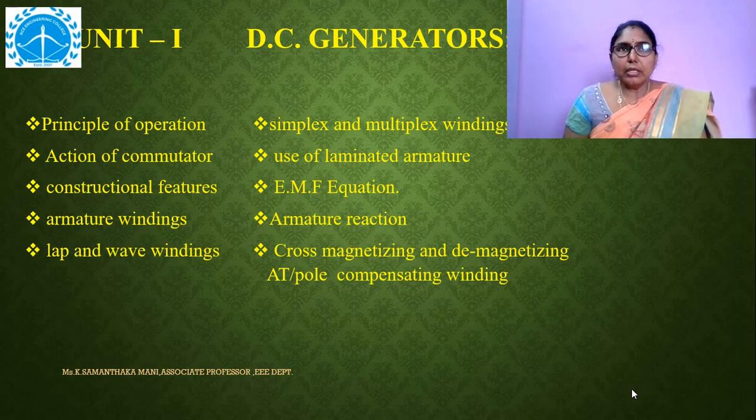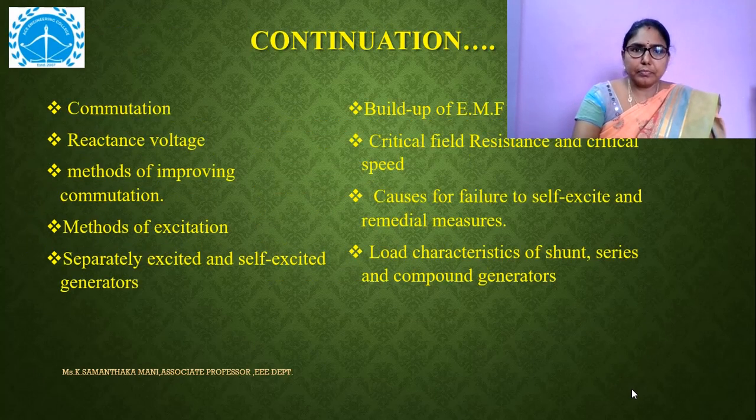So in this, the armature is laminated, and what is the need of that lamination we are also going to learn. And then the EMF equation of a DC generator we are going to derive, and then armature reaction, what is the concept of the armature reaction, and finally the cross magnetizing and demagnetizing ampere turns and the pole compensating winding we are going to learn.